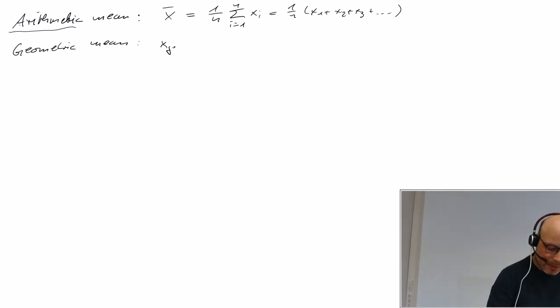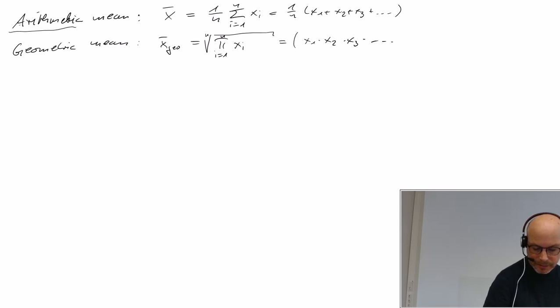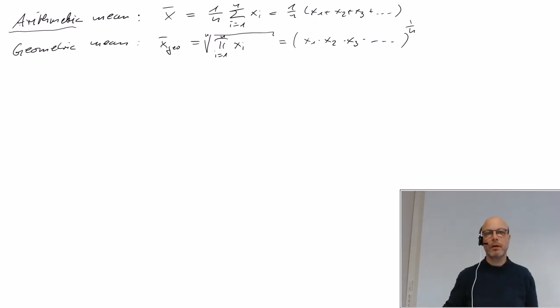What is the geometric mean? The geometric mean is the nth root of the product of your data points. So this is then x1 times x2 times x3 times and so on to the power of 1 over n.